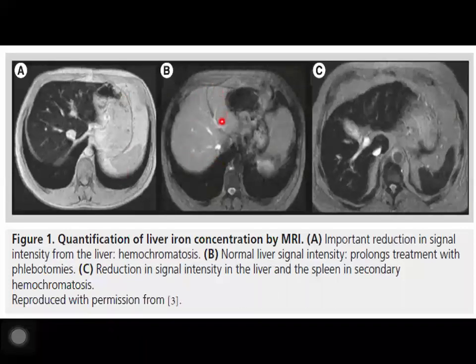Here B is after treatment of the hemochromatosis, and C is secondary hemochromatosis due to primary hemosiderosis. In hemosiderosis, iron is deposited in the Kupffer cells and reticuloendothelial system, so the liver and the spleen show darkness, or decreased signal intensity.